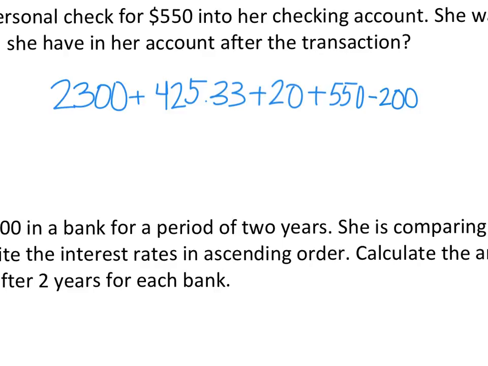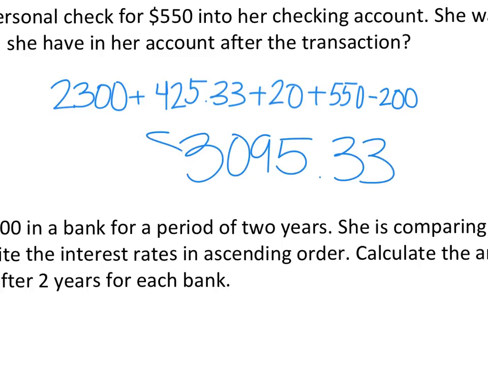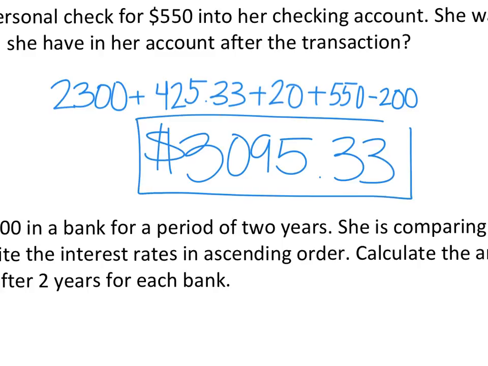And you'll get the answer, which is, I think, 3,095. Let me just verify that real quick. 2,300 plus 425.33 plus 20 plus 550, and then subtract 200. Yeah, it's 3,095.33. And that would be the balance in her account after all is said and done.